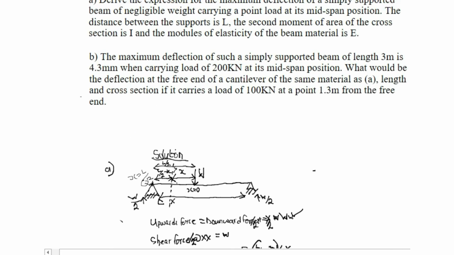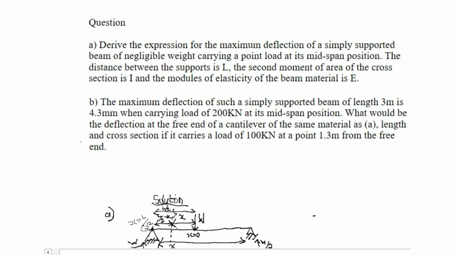We have that the B part says the maximum deflection of such a simply supported beam, that is the first beam we have here, simply supported beam of length 3 meters, is 4.3. This implies that the maximum deflection Y max would be equal to 4.3 millimeters, which is the same thing as 4.3 times 10 power negative 3 meters.